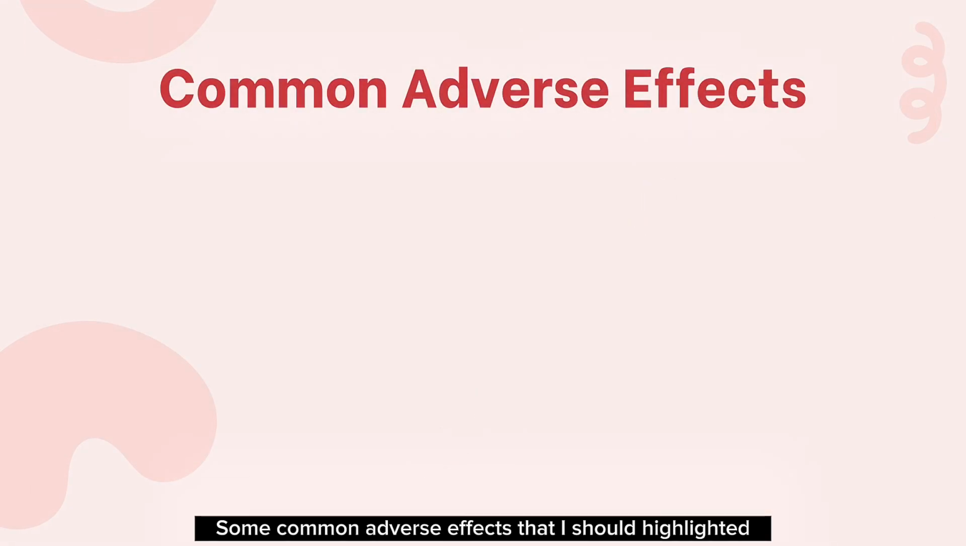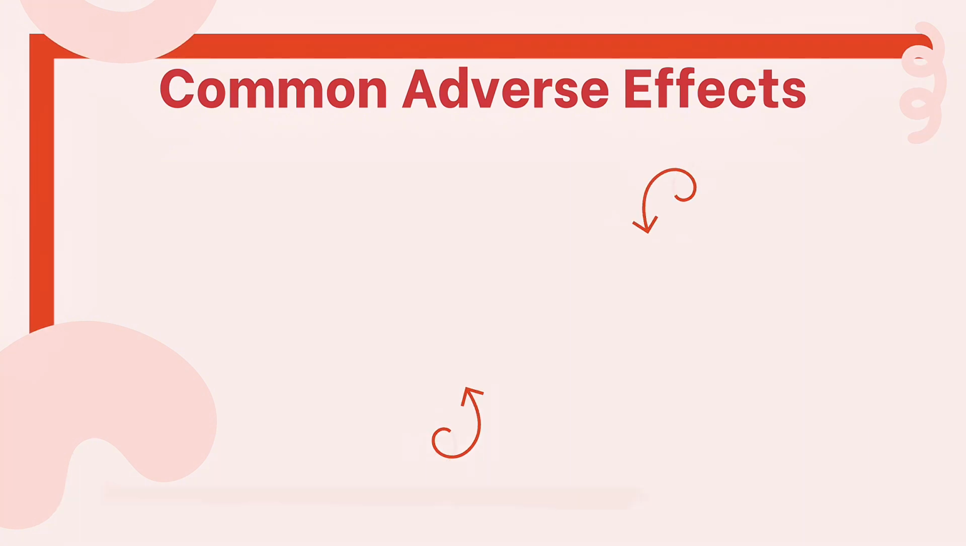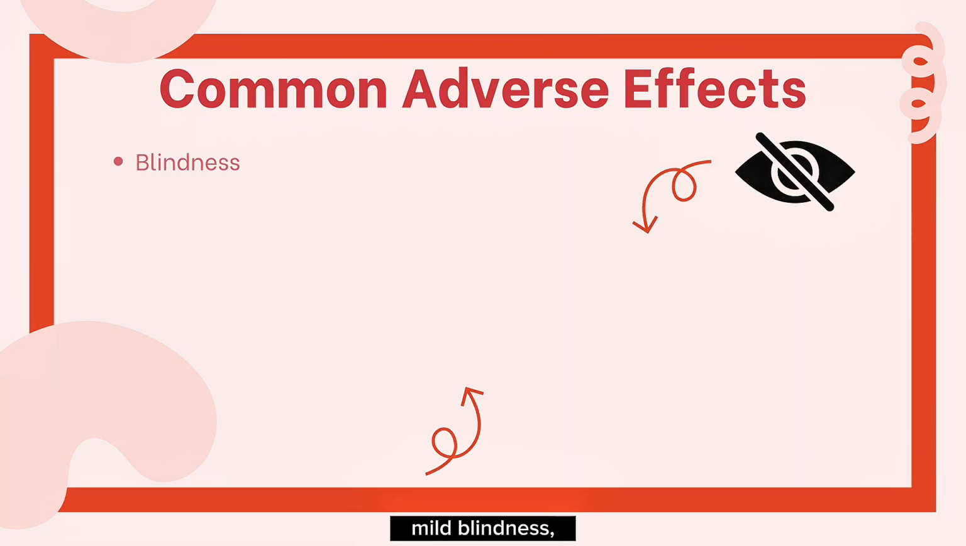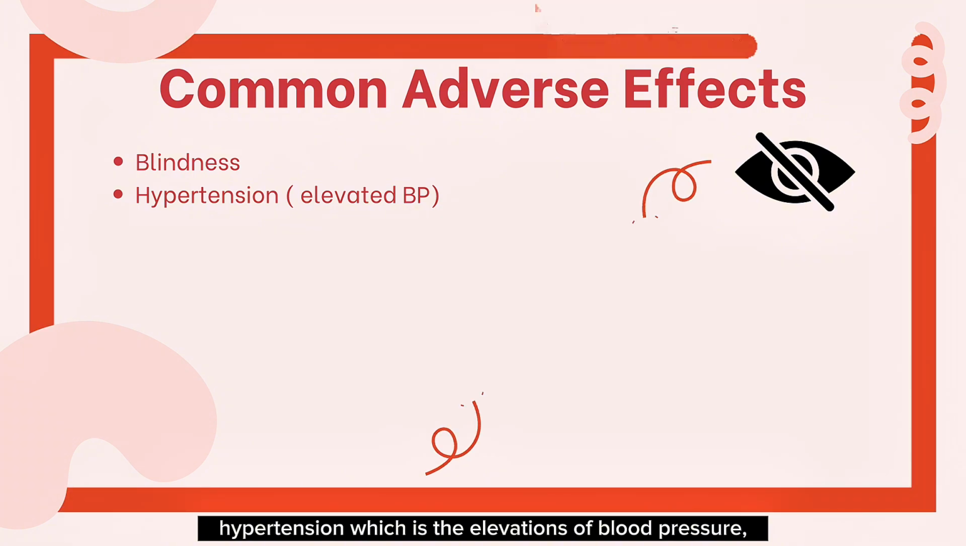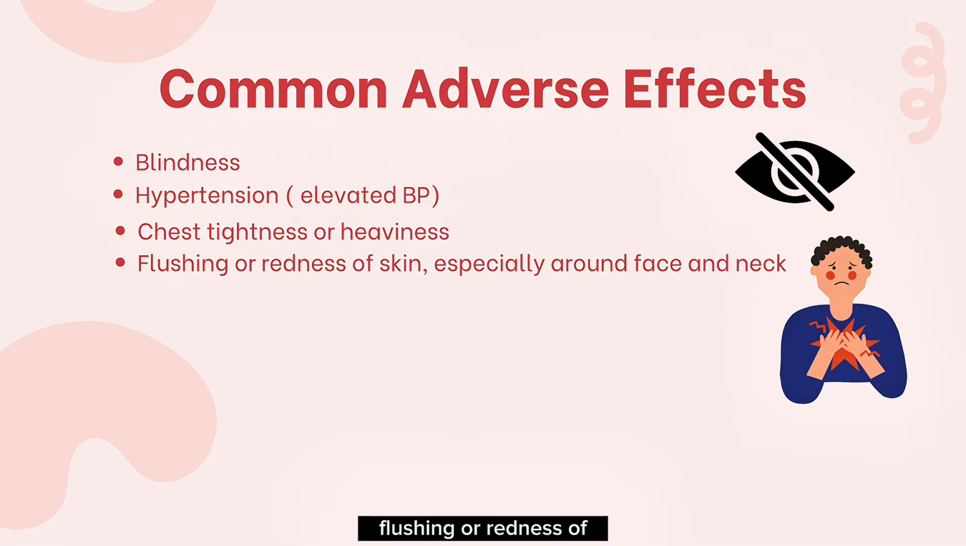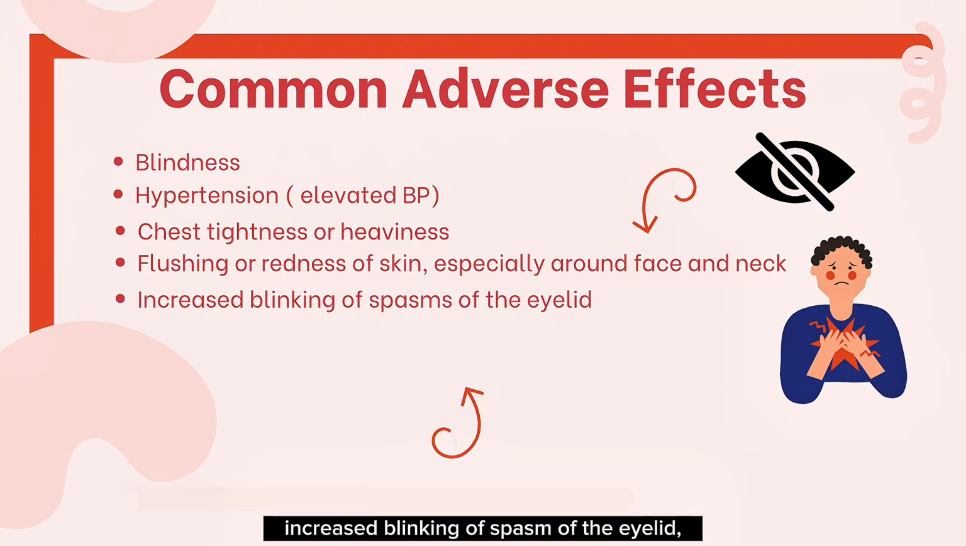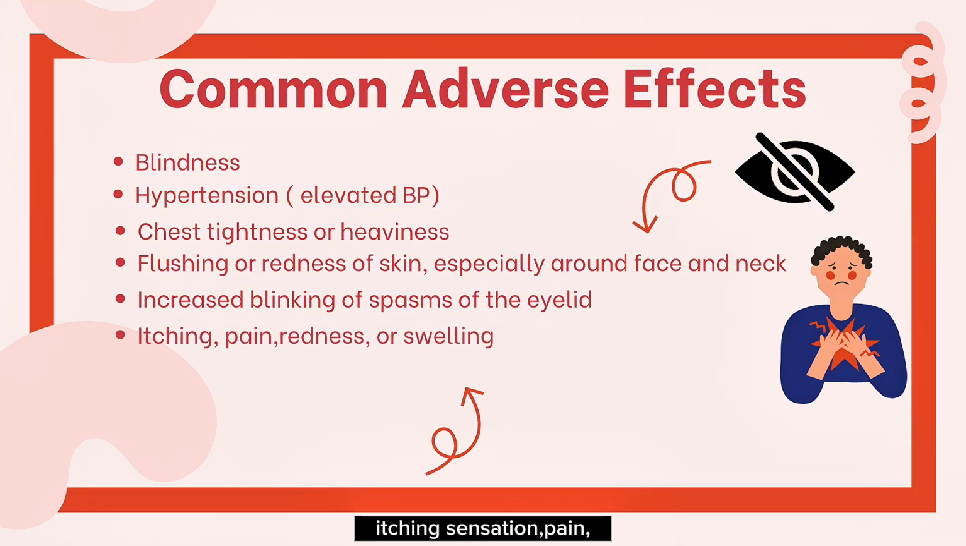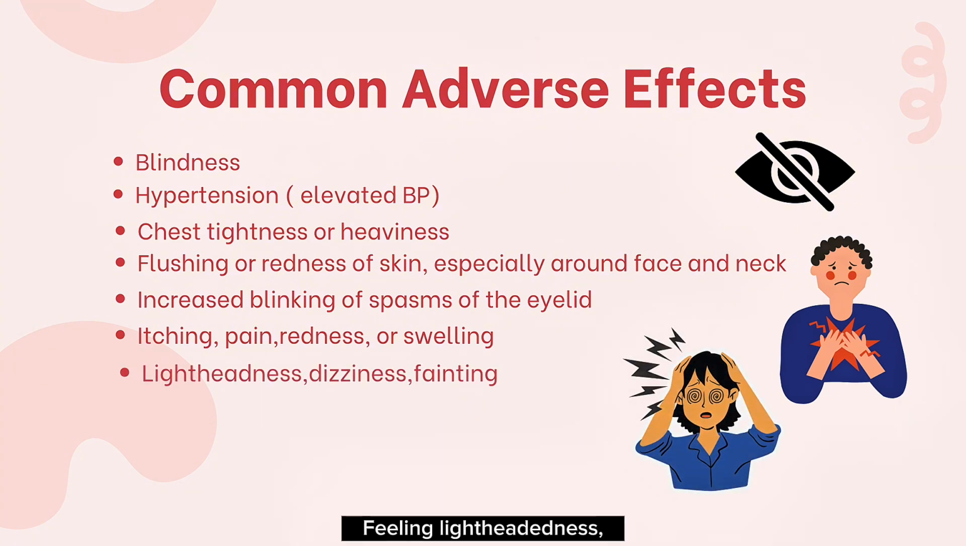Some common adverse effects that I should highlight for patients taking sumatriptan are that it may cause mild blindness, hypertension, which is elevated blood pressure, chest tightness or heaviness, flushing or redness of skin, especially around the face and neck, increased blinking or spasm of the eyelid, itching sensation, pain, redness or swelling, feeling lightheadedness, dizziness, or sometimes fainting, and it can also cause nerve pain.